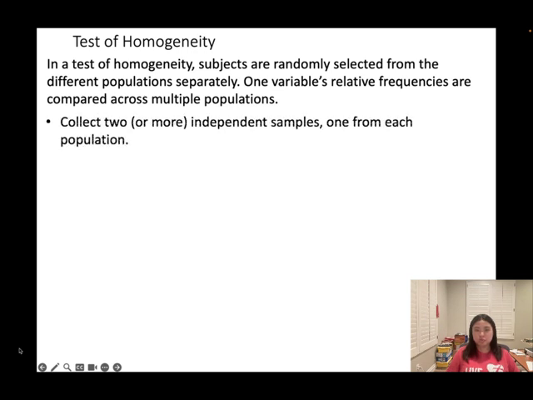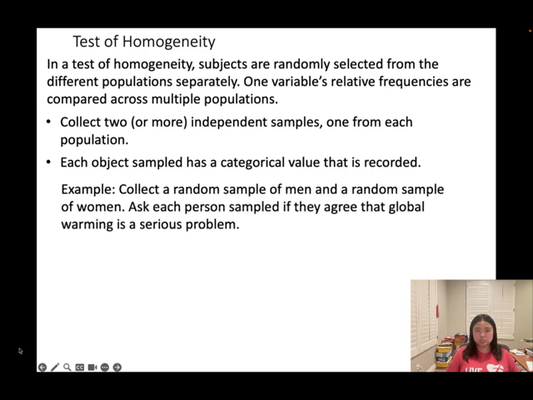Collect two or more independent samples, one from each population. Keep in mind that for the test of homogeneity, we have two or more samples from different populations. Each object in a sample has a categorical value that is recorded. We only have one variable for the test of homogeneity. Look at this example.